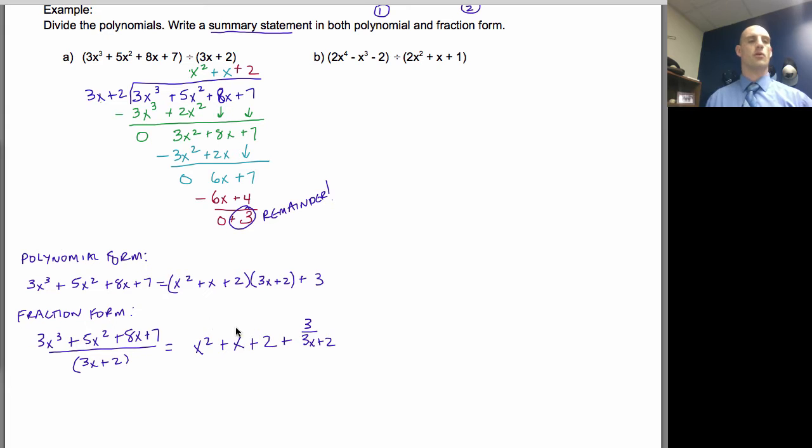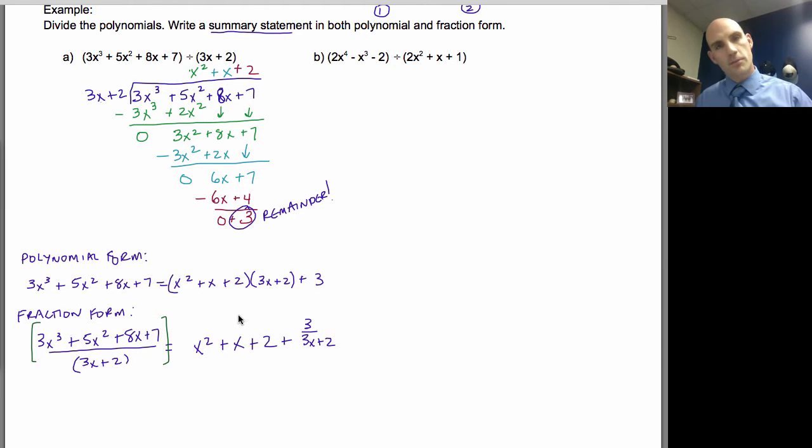Okay, so think about this for a second. How are these two forms related? If I took this side over here, and I multiplied it by 3x plus 2 to try to make it look like this other side, what would happen? Well, I'd distribute my 3x plus 2 to this, which would make this 3, and then this would be x squared plus x plus 2 times 3x plus 2.